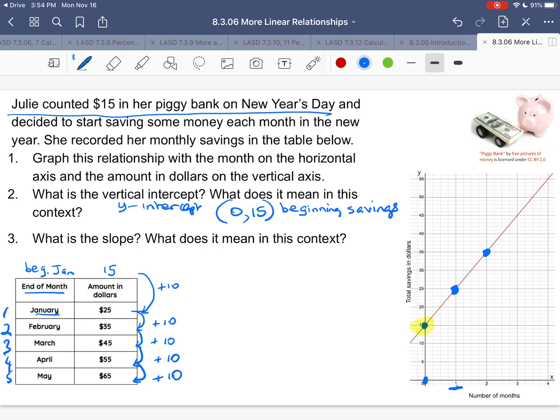And the slope then is how much it's changing every month. So from 0 to 1, it increased by 10, went from 15 to 25. And then in the next month, it went from 25 to 35. So the slope is 10 over 1, or just 10. And in this context, it means how much she is saving each month.